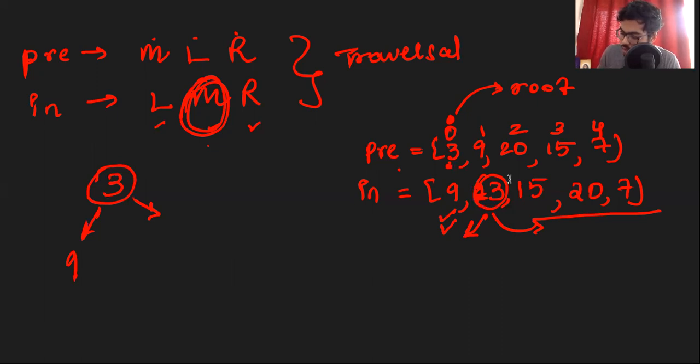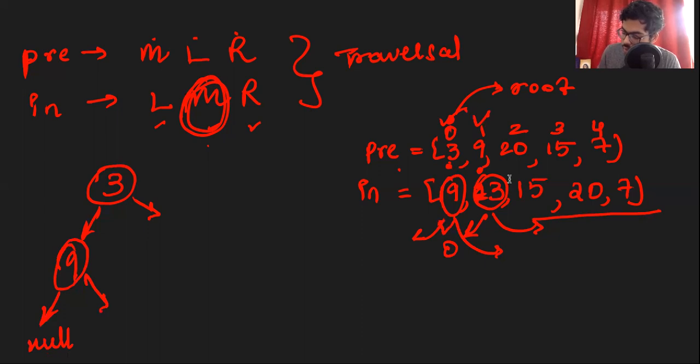Now we've considered the zeroth index. Now we go to the next index, which is 9, but 9 is already traversed. So we see its index in in-order, and we see it's on the zeroth index. So we know that everything on the left of it would be to the left of the node, and everything on the right would be in the right of the node. So 9 will be having a null pointer to its left, and to the right it would be having all these elements.